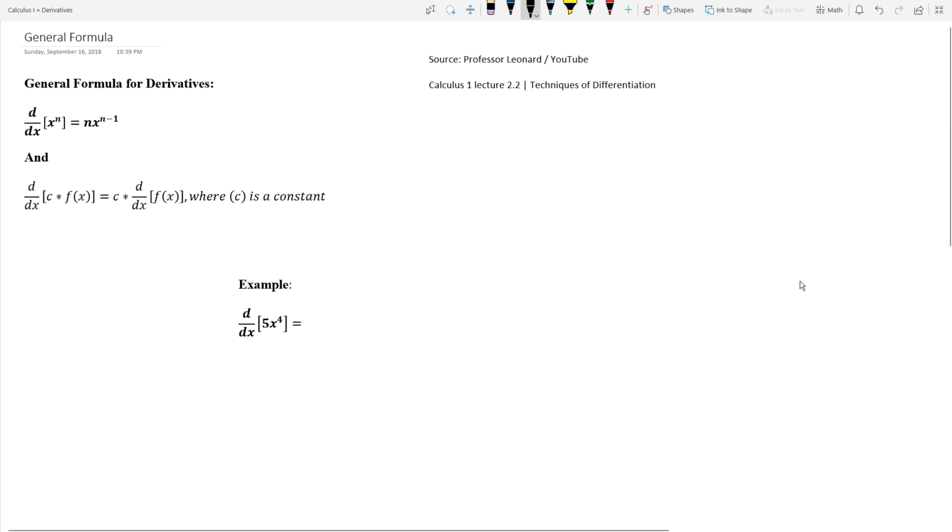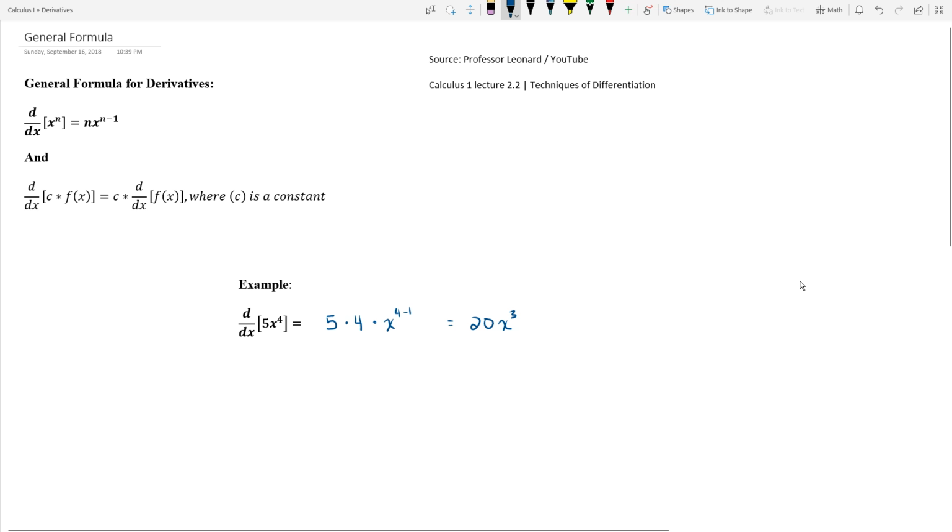I have one here where we're trying to find the derivative with respect to x of this function, 5x to the fourth. So what it says is that we can bring down, let's write the 5 here. So we have 5, and we can bring that 4 down, multiplied by x to the fourth minus 1. So this is going to give us 5 times 4, which is 20, and x to the fourth minus 1, which is 3.